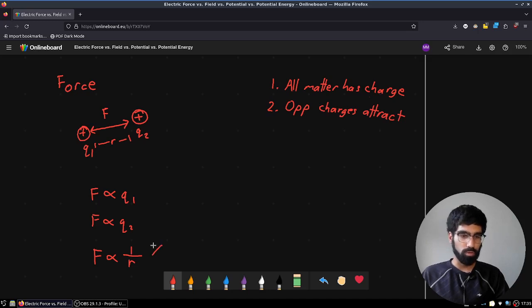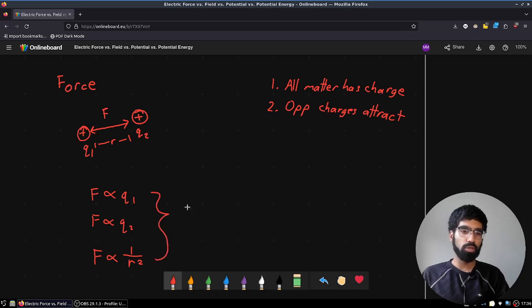But this is not what we found. Instead, what we found was if you make the distance 2 times as large, the force doesn't go down by 2 times, it goes down by 4 times. And if you make the distance 3 times as large, the force goes down by 9 times. If you make it 4 times as large, the force goes down by 16 times. So what we found was the force is inversely proportional to the distance squared, not just the distance.